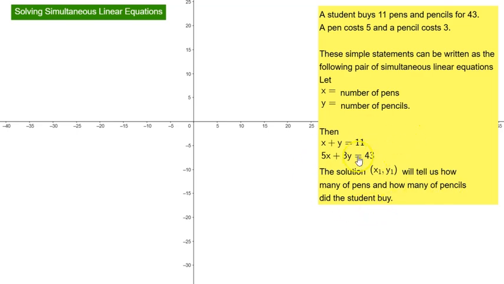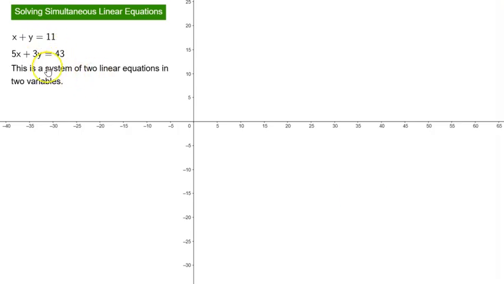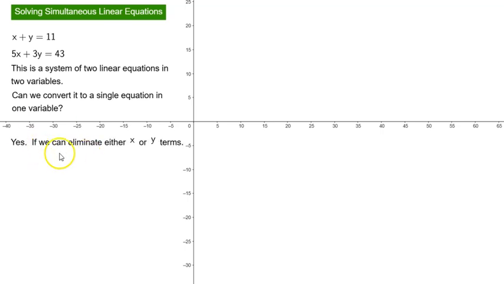Now we didn't actually solve it. So now we are going to see how we can solve simultaneous linear equations. So we have the first equation, x plus y equal to 11, and 5x plus 3y equal to 43. This is a system of two linear equations in two variables. Now, can we convert it into a single equation in one variable? Yes, if we can eliminate either x or y terms. Now, how do we do that?